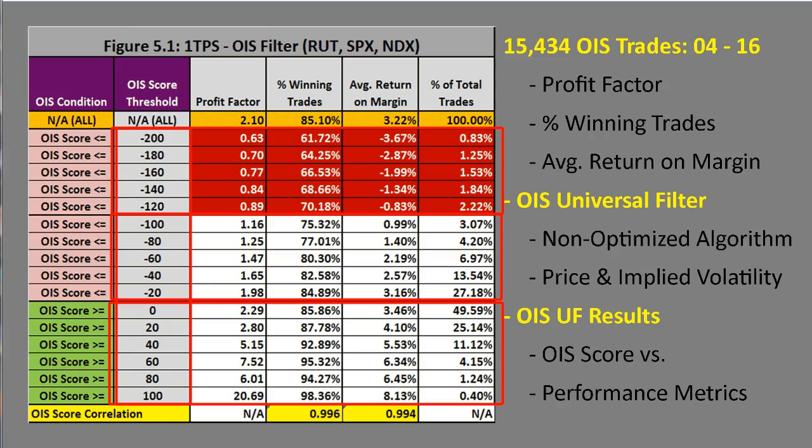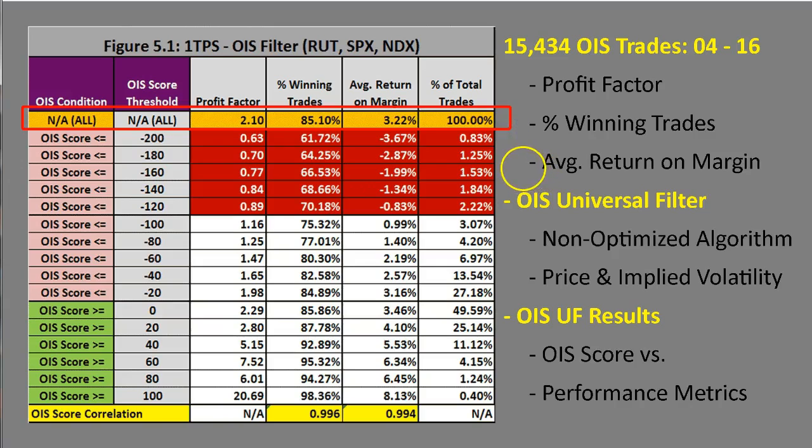Let's review the performance metrics of each region in relation to the unfiltered metrics. So again, the unfiltered performance metrics were 2.10 for the profit factor, 85.10% winning trades, and an average return on margin of 3.22%. So let's look at the first region, which had OIS scores from negative 120 to negative 200. As you can see, the profit factors were all less than 1.0 in this region, which means that by definition they were all losing strategies.